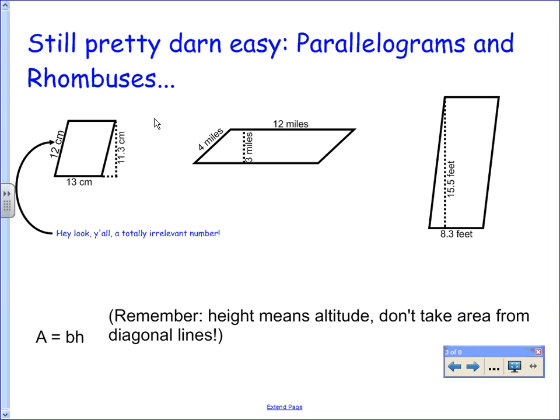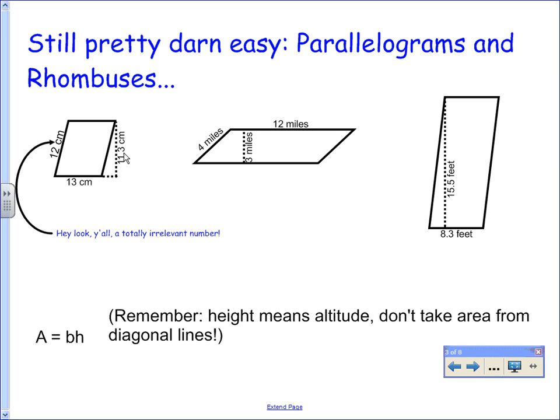The next thing, still pretty darn easy, parallelograms and rhombuses. Parallelograms and rhombuses are basically squares and rectangles that have been run over by a bus. So they're kind of just smooshed over a little bit. The thing that you need to remember is that height means altitude, and so you don't take that area from diagonal lines. So this number right here, this 12, it is labeling the length of this diagonal line, which is great for perimeter, but if you're finding area, you need to know how tall the shape is.